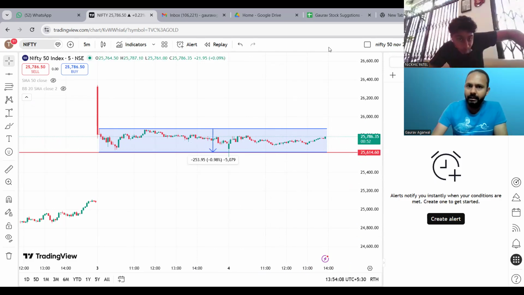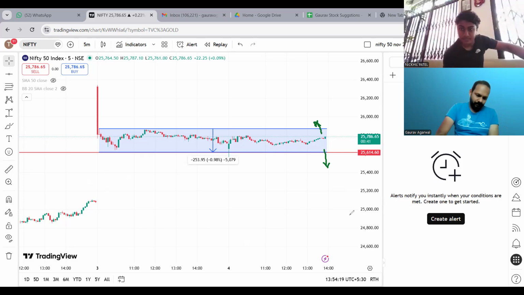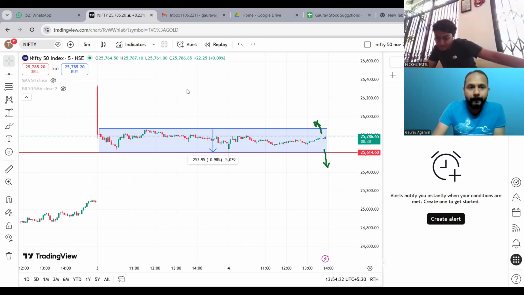So we have to take a trade, or we'll get a confirmation, only once it crosses this area or it crosses this area. Is this clear? Yes, this gap part I'm clear.